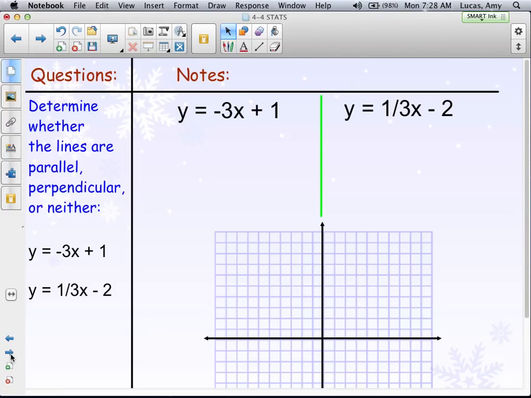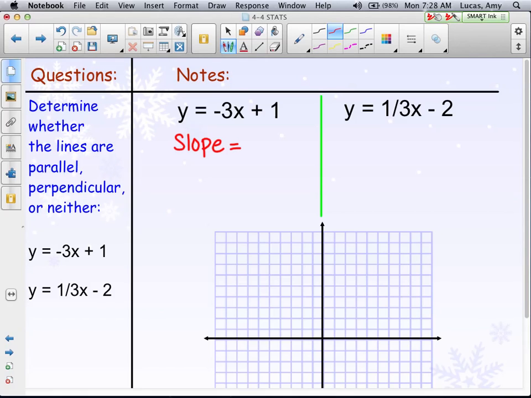Okay, now this next slide says determine whether the lines are parallel, perpendicular, or neither. Well, if I look at the slope of this first line, because it's written in slope-intercept form, my slope is -3, or -3 over 1. If I look at the slope of the second line, my slope is 1/3. They are opposite signs and reciprocals. So I believe my lines are perpendicular based on the slopes.